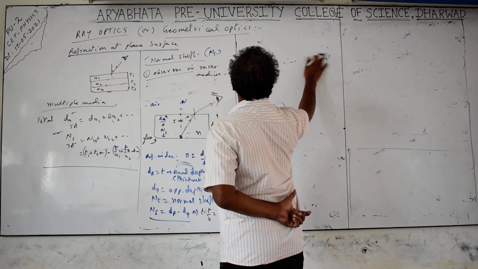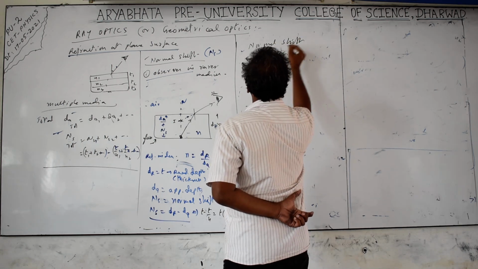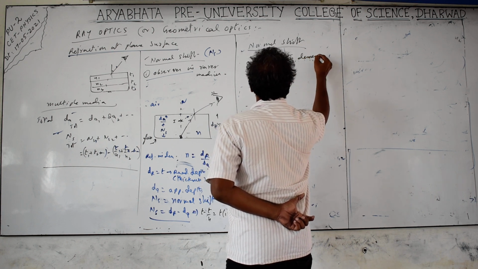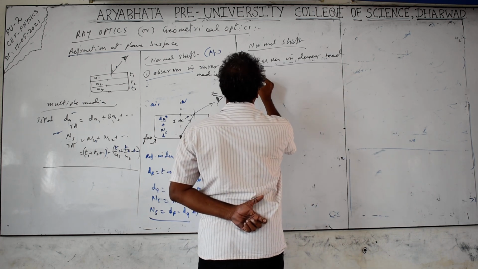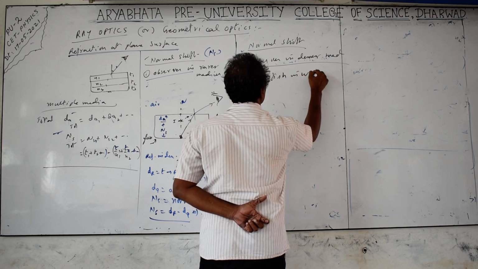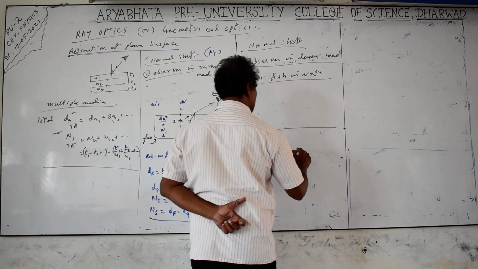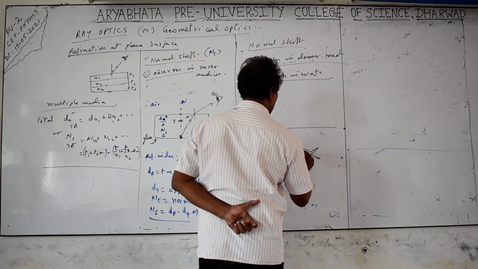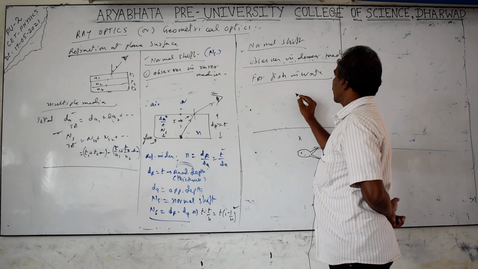Next is when the object is in the denser medium and the observer is in the denser medium, for the normal shift. We can take the fish in water. Generally the problem given to you is about a fish in water. Let us take the fish at a depth x from the surface, and a bird flying at some height.